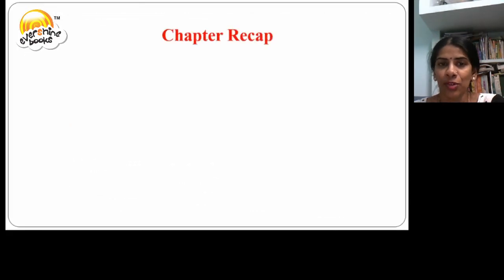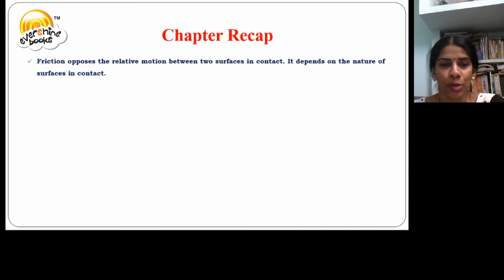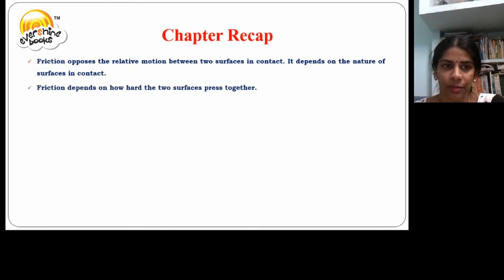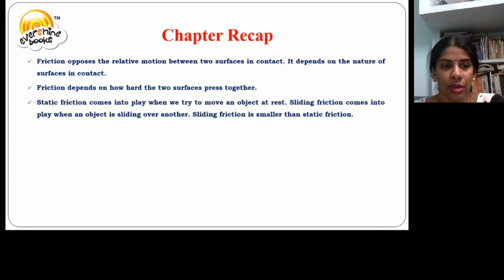Let us have a chapter recap. Friction opposes the relative motion between two surfaces in contact. It depends on the nature of the surfaces in contact. Friction depends on how hard the two surfaces are pressed together. Static friction comes into play when we try to move an object at rest. Sliding friction comes into play when an object is sliding over another. So we can say sliding friction is always smaller than static friction.